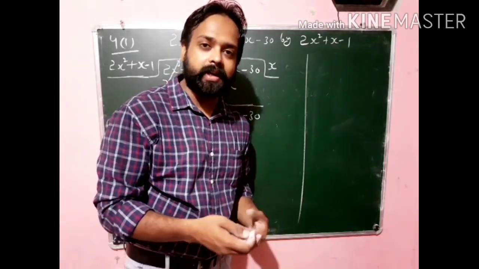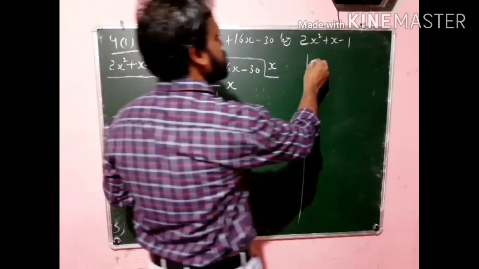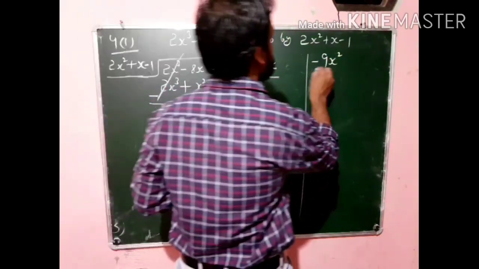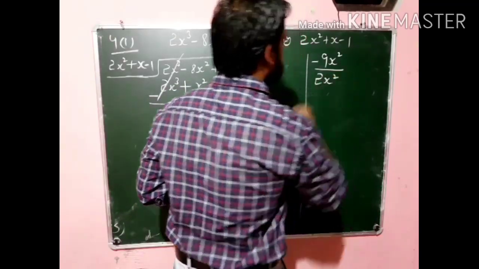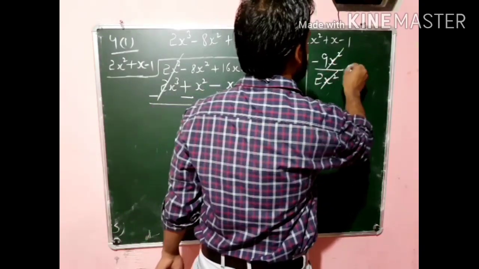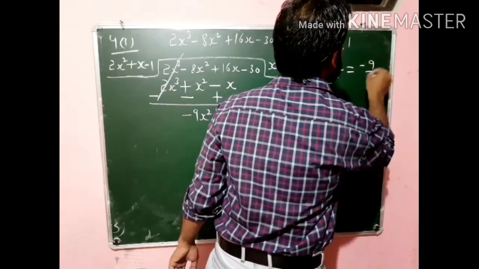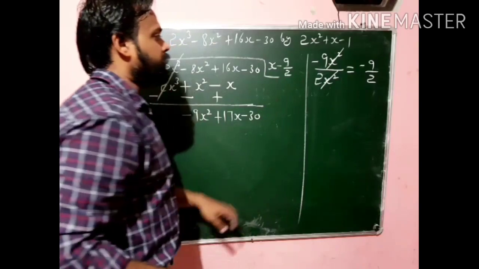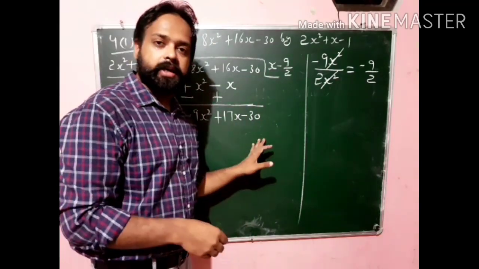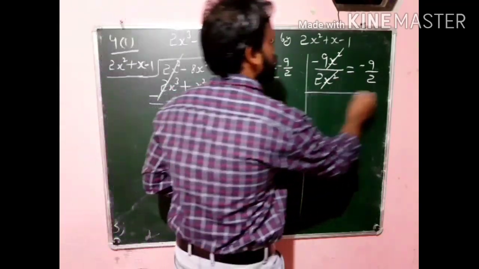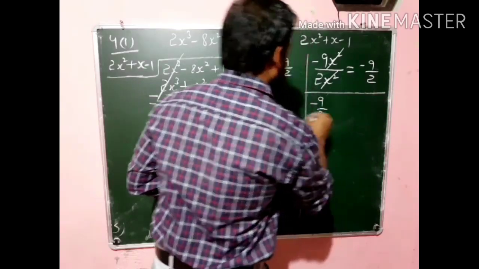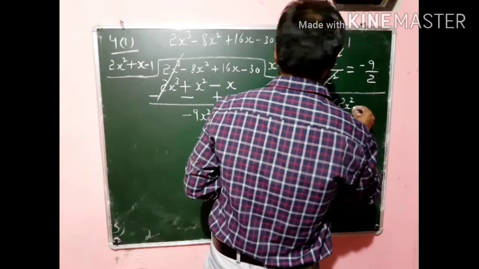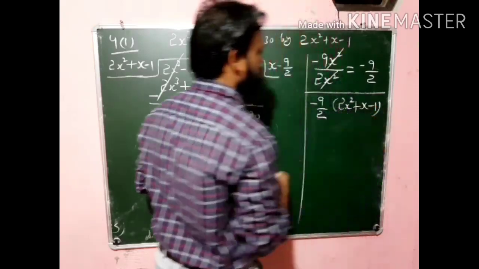So okay, now what is the next step? Again we have to write this minus 9x square here, and it is divided by this 2x square. So write down here, it will become 2x square. So these both 2x squares are cancelled out with each other. It will become minus 9 by 2. So write down it here, minus 9 by 2 like this. Okay, what is the next step? Now we have to multiply this minus 9 by 2 with this divisor. It is of course 2x square plus x minus 1.